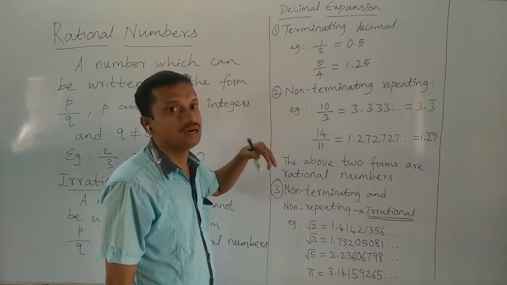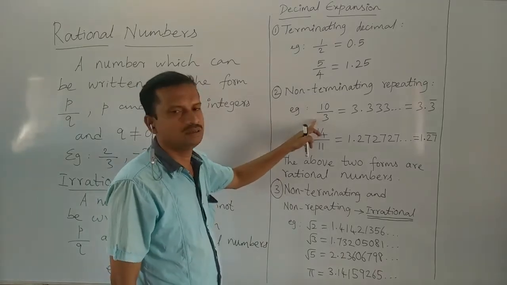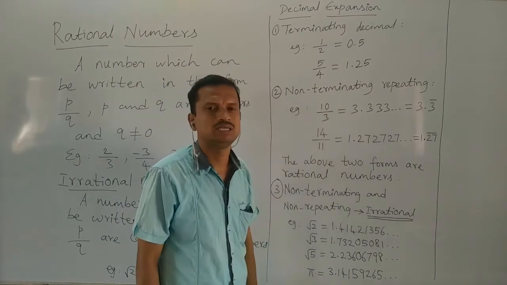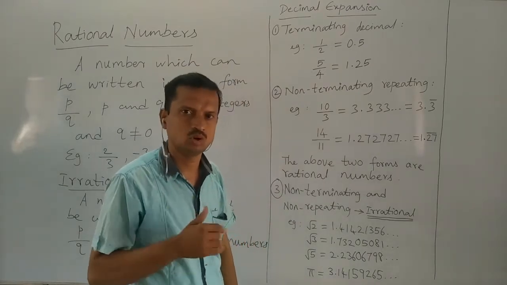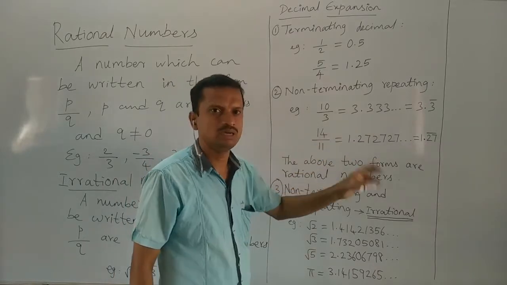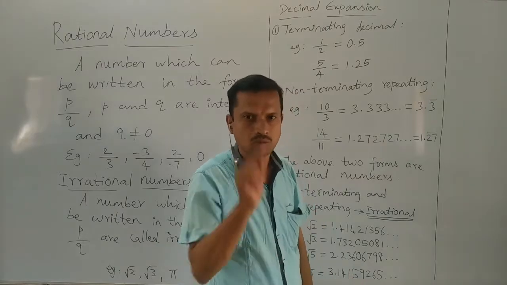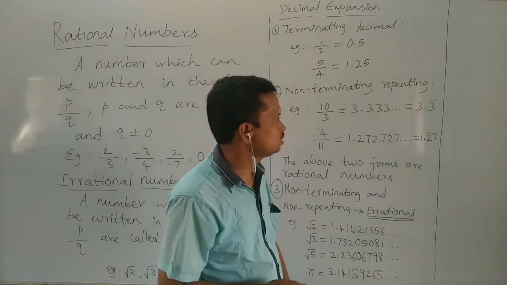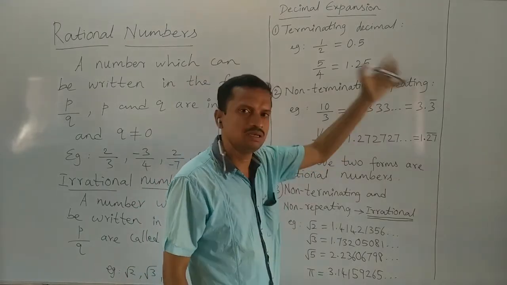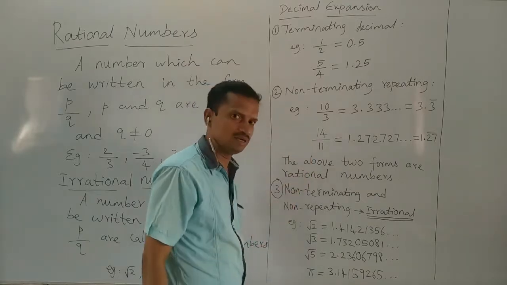And non-terminating repeating decimal. So what are they? You see, when you divide 10 by 3, you get 3.3333. It goes on, so on. It goes the same way. After the decimal point, you get the same digit. So it can be written in short as 3.3 bar. The bar represents that the digit is repeating: 3.3333, etc.